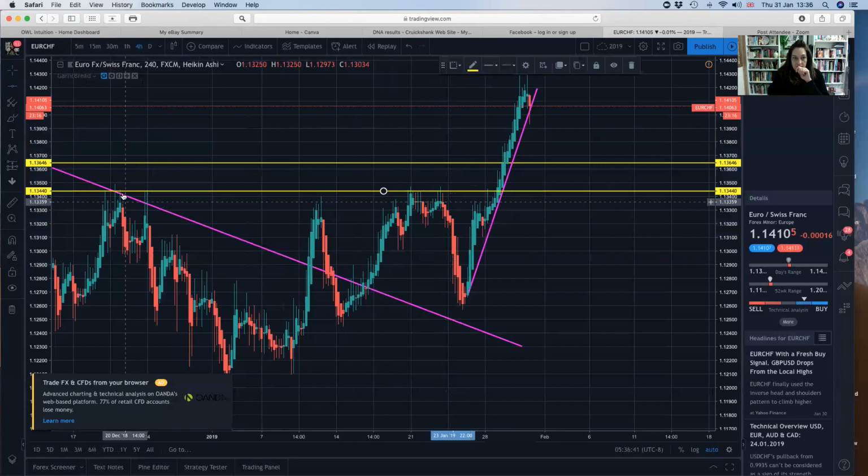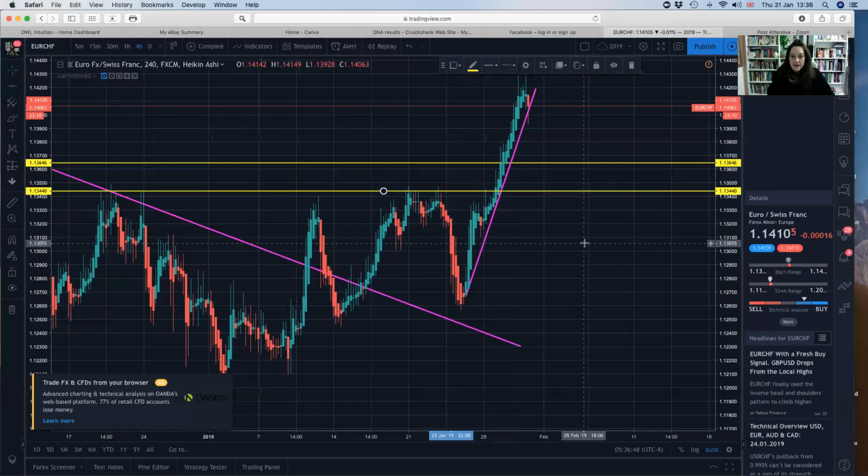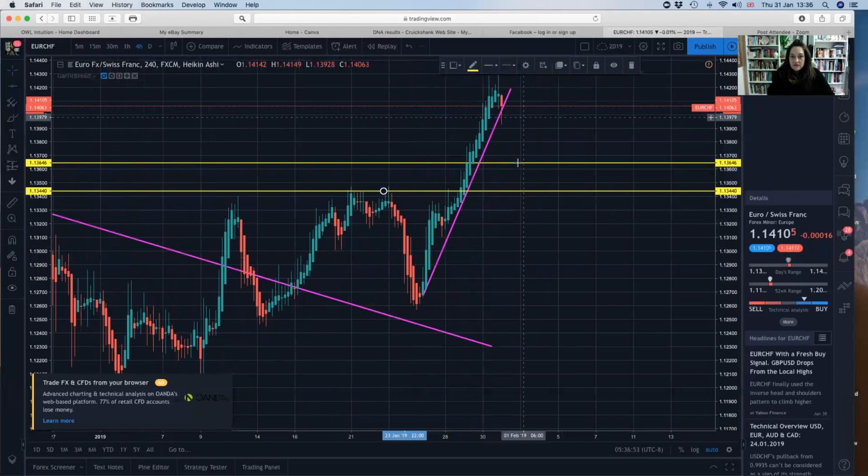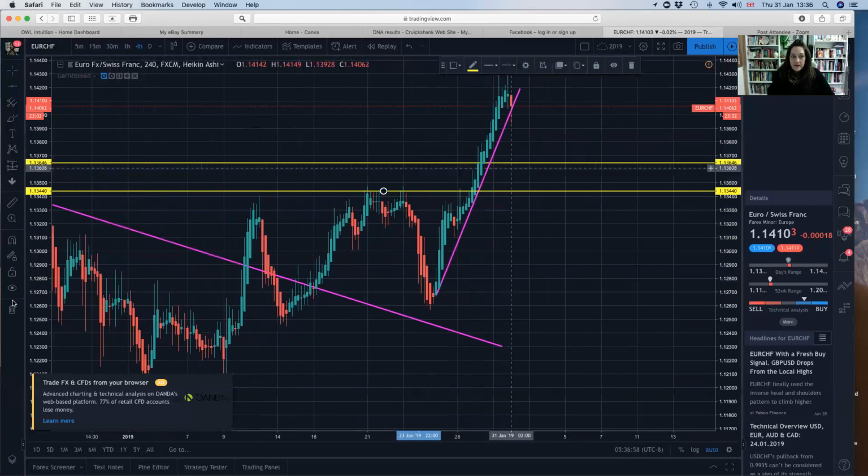Touch, touch, touch, touch, touch, touch, touch. There's the one there. So looking at that, I would say that if this one breaks out, that's coming down to touch one of these trend lines. So you've got that, a possibility there for a sell.